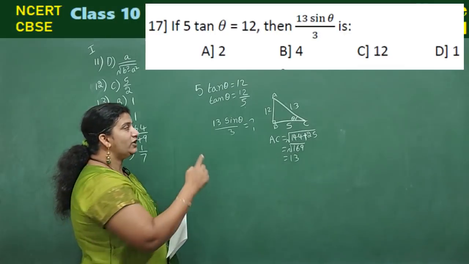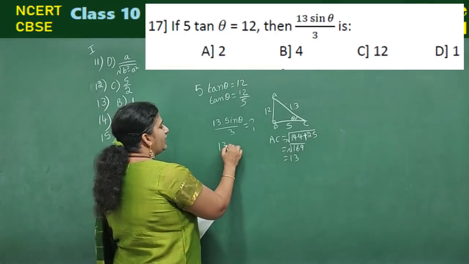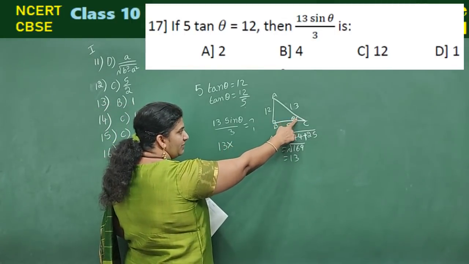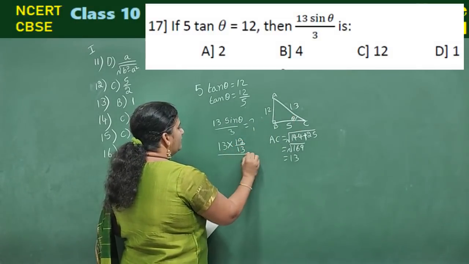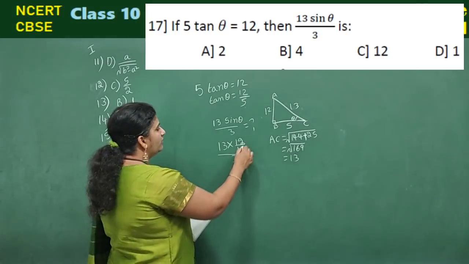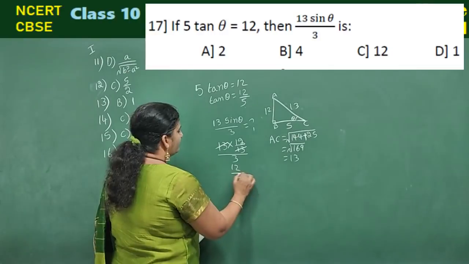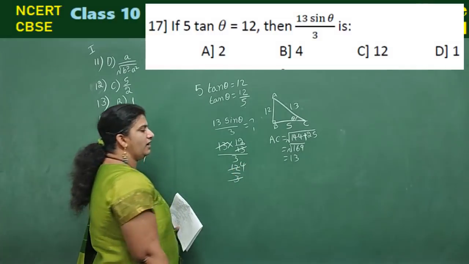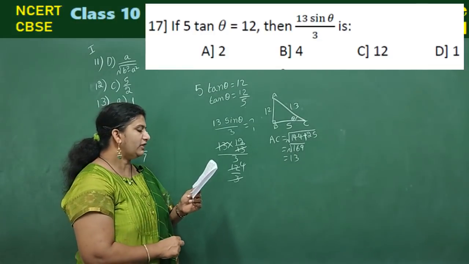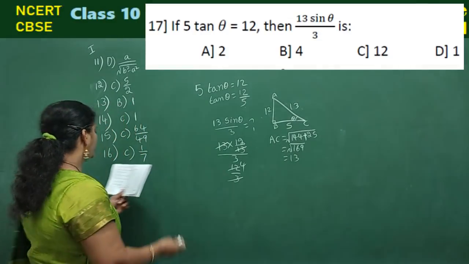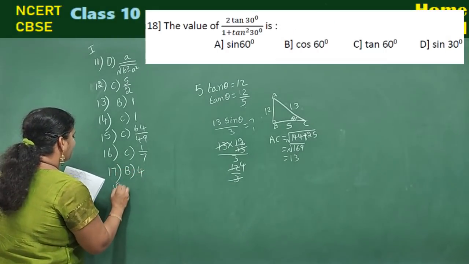Now we need to find sin theta and then substitute in this. 13 into sin theta. Sin theta means opposite by hypotenuse. 12 by 13 by 3. This 13 and this 13 will be cancelled. You are left with 12 by 3. That means 3 4s are 12. Therefore, 13 sin theta by 3 value is 4. Check the option. Which is your right answer? Option B. Option B, 4 is your right answer.